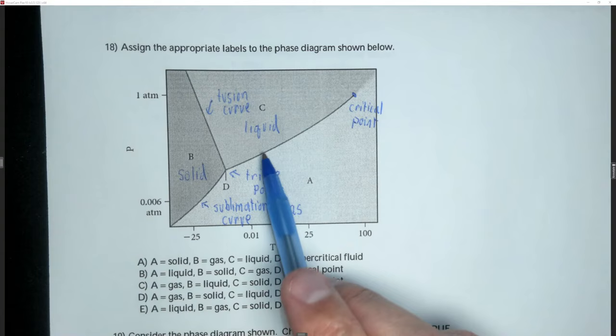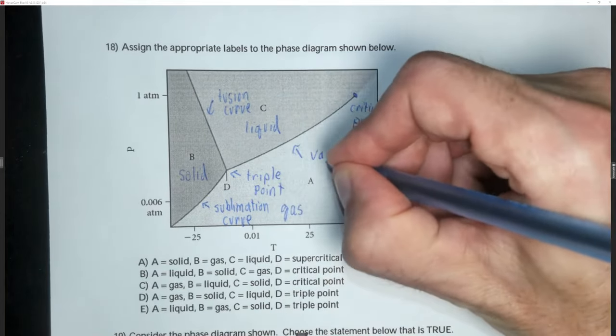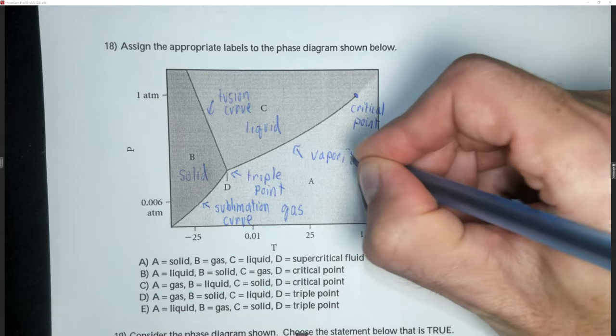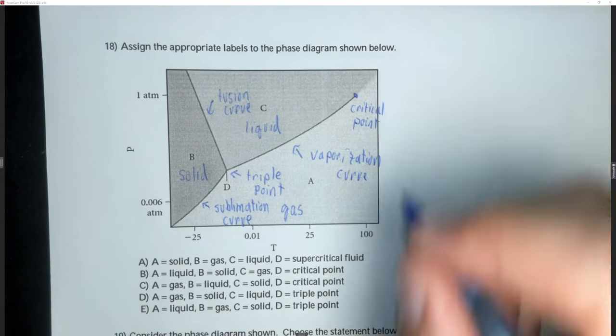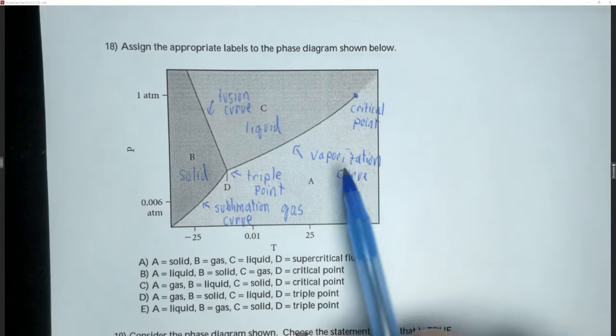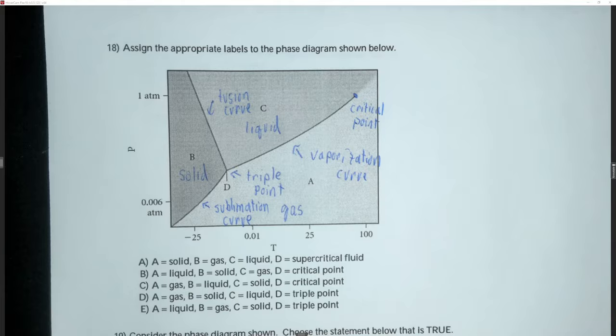And the boundary between the liquid and the gas is called the vaporization curve, where vaporization is another word for boiling, but this one's more common, I would say, than fusion being a word for melting. So that is basically what we have.